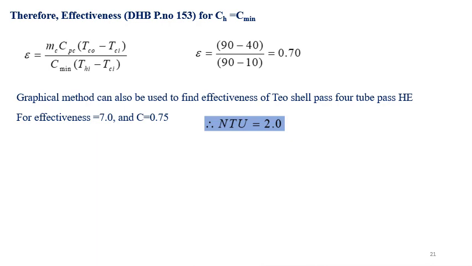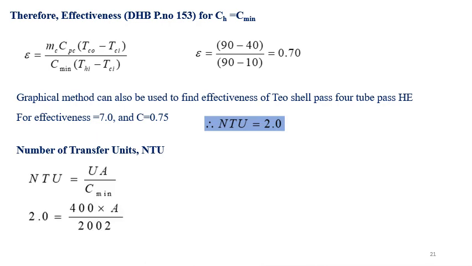After finding the NTU value, the number of transfer units NTU is equal to UA by C minimum. So the NTU value is 2, U is 400, area is unknown, and C minimum is 2002. So we can calculate the area as 25.2 meters square. This is the procedure you have to adopt in order to calculate the area by using the effectiveness and NTU method. I hope it is clear.